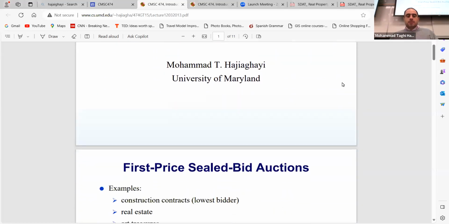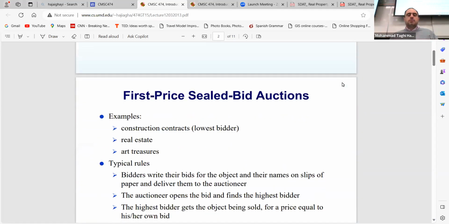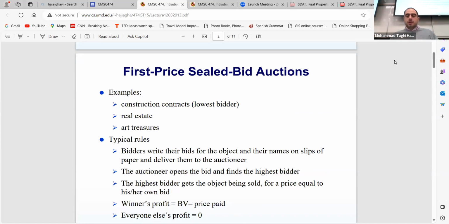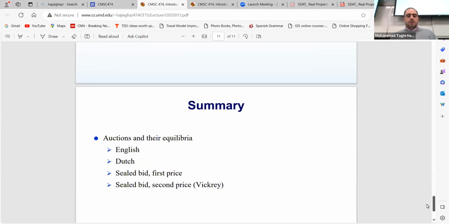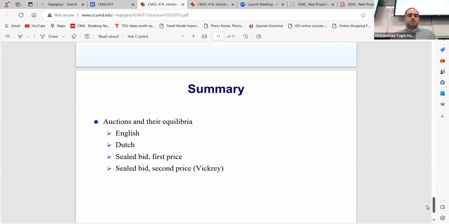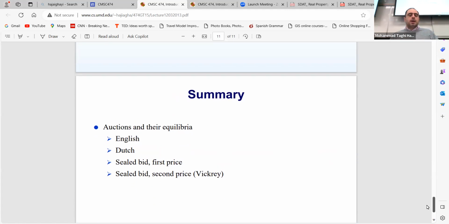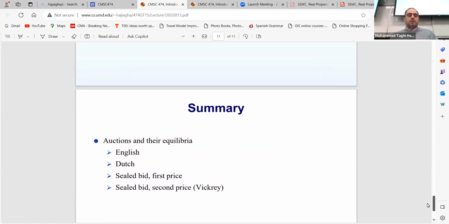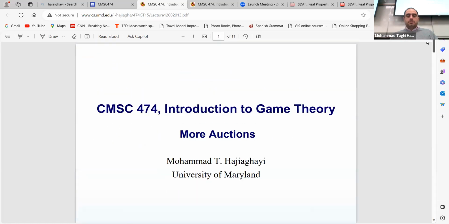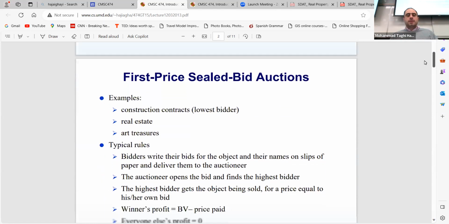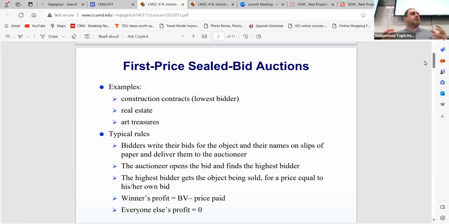Good. So we talked about two types of auctions before. In particular, we talked about English auctions before, and we are talking about the other ones today. And as we discussed, there are two types of auctions. Lots of auctions that you are seeing go to one of these.